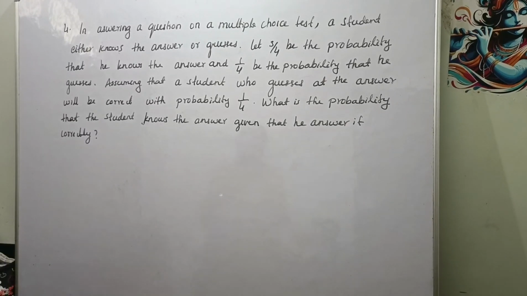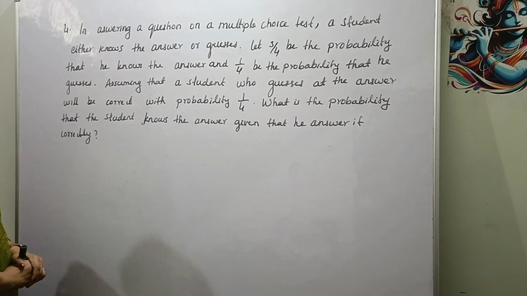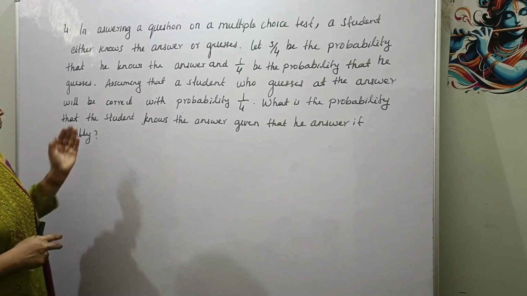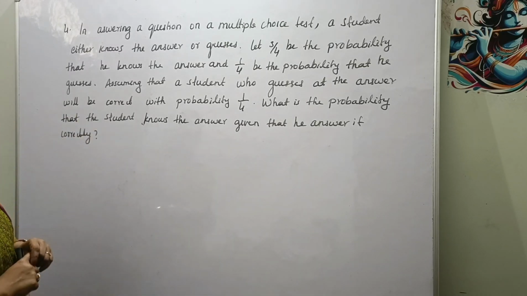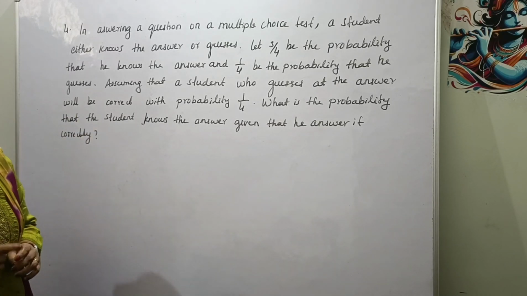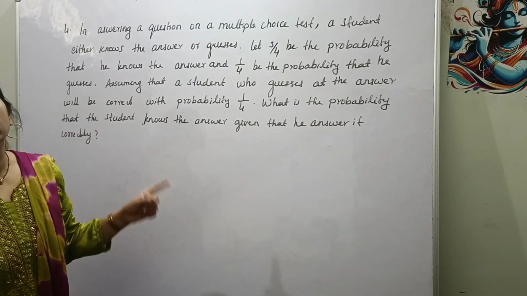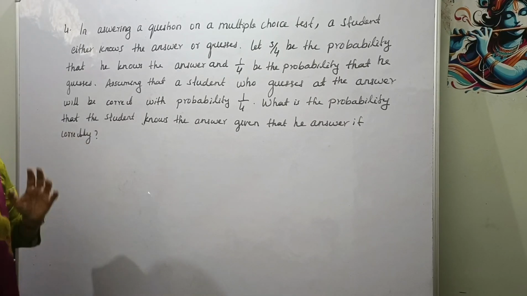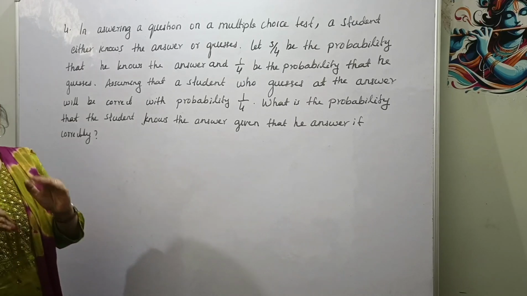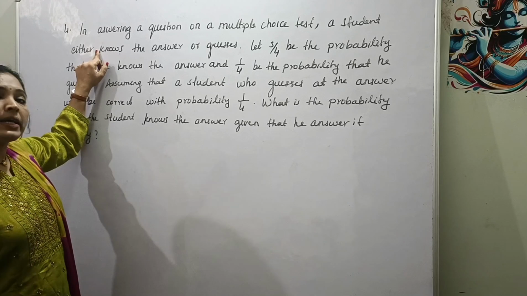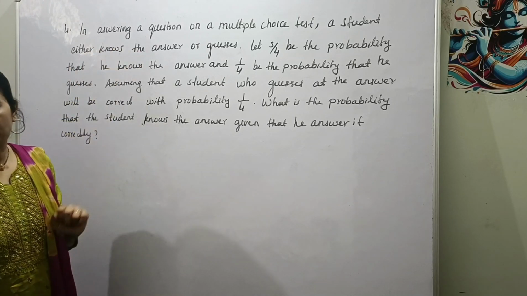In answering a question on a multiple choice test, a student either knows the answer or guesses. Let 3 by 4 be the probability that he knows the answer and 1 by 4 be the probability that he guesses. Assuming that a student who guesses at the answer will be correct with the probability 1 by 4, what is the probability that the student knows the answer given that he answered it correctly? See here, students answer a question in two ways: either he knows the answer or he guesses.